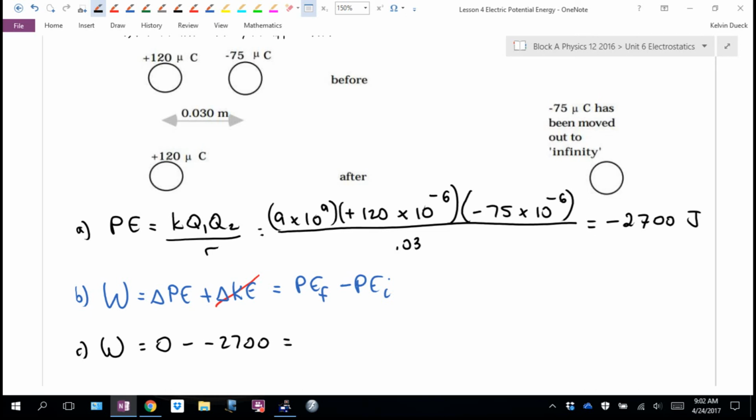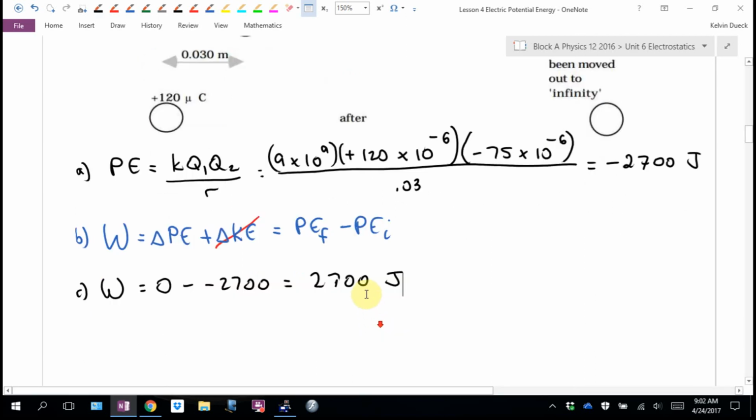So as I said, as long as you take care of the signs, all the physics itself will make sense in the end. It'll look a little murky in the middle, but I end up with 2,700 joules of energy needed to move this charge out to infinity, and really, in real life, to move this charge a long ways away, close enough to infinity that the electric field is basically 0. Okay.